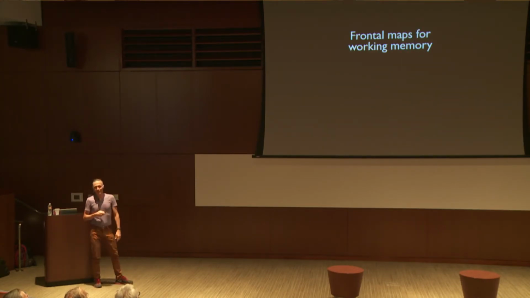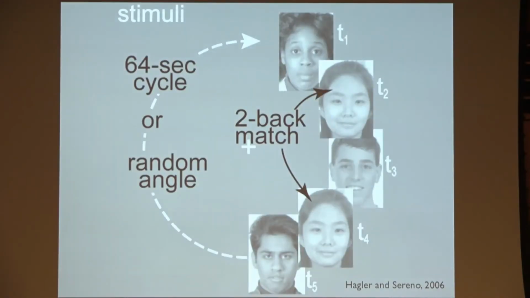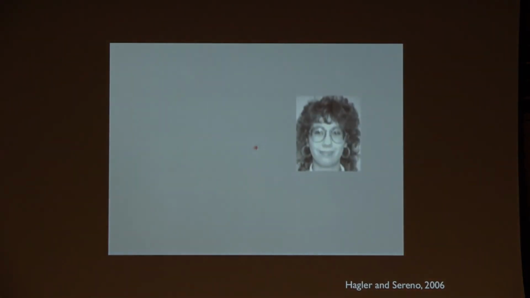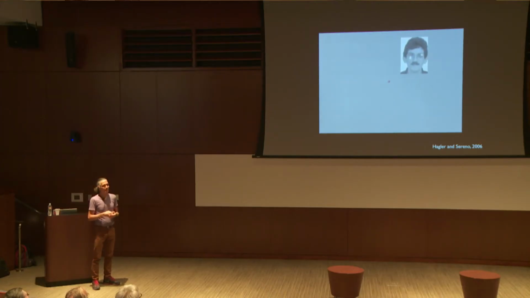But what about cognition? So let's talk about cognition. So many years ago, with Don Hagler, we looked at this dorsolateral prefrontal cortex, where it's especially activated when you're ignoring location and doing a two-back task for identity. It's actually more strongly activated than when you're paying attention to location. But we had to map it. So we did this fine stimulus here where you do two-back while fixating the center. It's a really irritating stimulus.